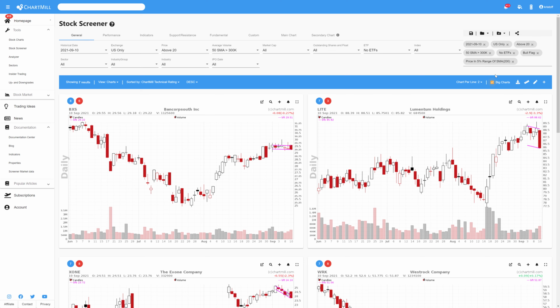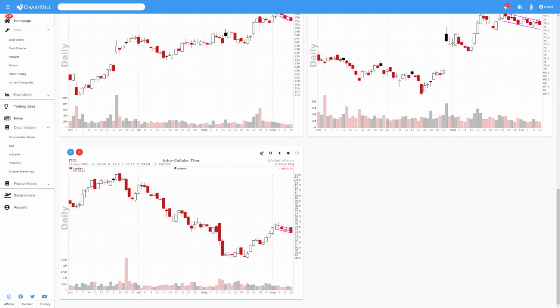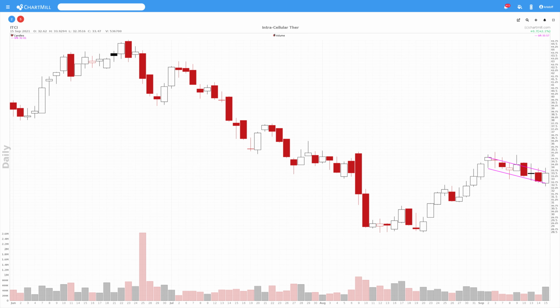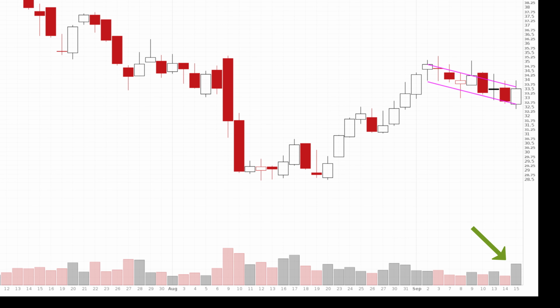I added ITCI to my watch list and 3 days later it looked like this. It remains a wonderful bull flag pattern, but I still don't see any confirmation of a breakout that finalizes the bull flag pattern. One thing I did notice was the volume that went along with the up move that day.